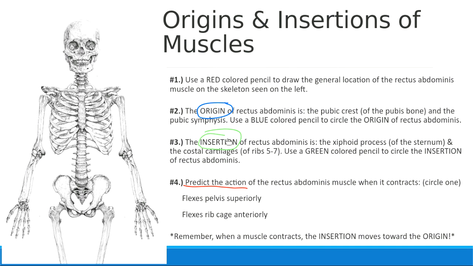So here, let's do this one really fast. The origin on rectus abdominis is the pubic crest of the pubis bone and the pubic symphysis. That's these places down here. Okay, there's my origin in blue. My insertion, it talks about being the xiphoid process of the sternum and the costal cartilages, the cartilage that ribs attach to. So here's my xiphoid process, and I'm sorry, it's so light here. And then I got my costal cartilages up here. Then we do some connect the dots.